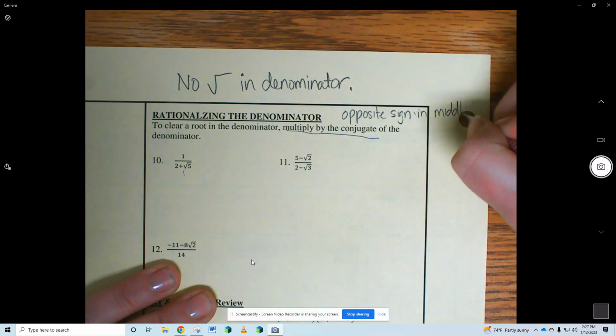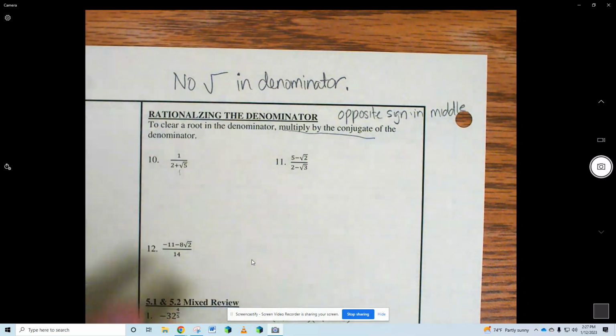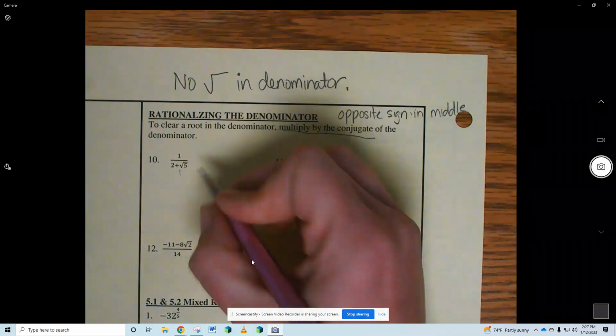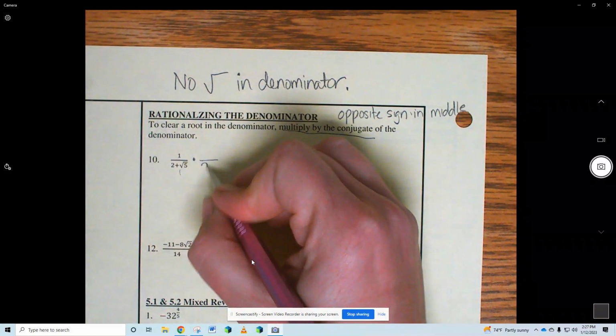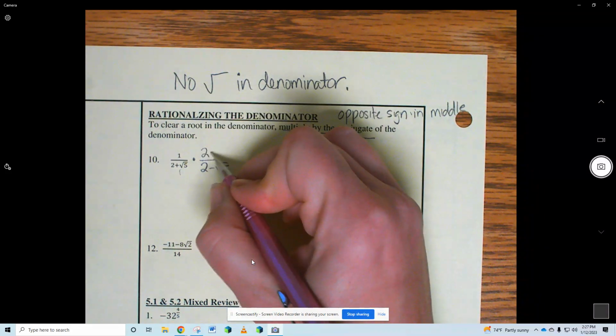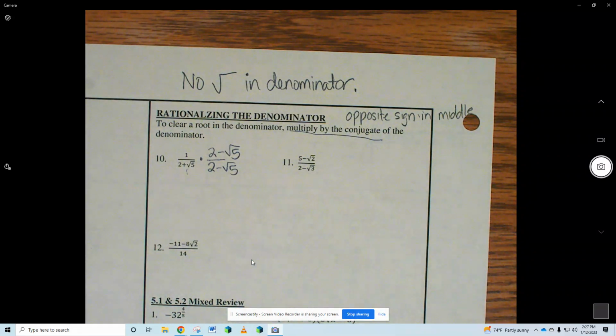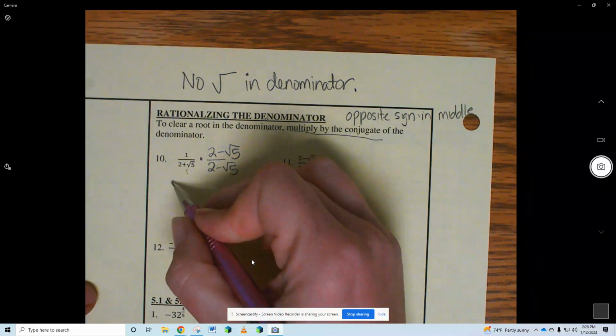Because the numbers are going to stay the same. So like number 10. In order for me to get rid of that square root, the only way for it to actually cancel out is if I multiply by 2 minus rad 5, and whatever I do to the bottom, I do to the top. So I'm going to multiply the numerator and multiply the denominator. And you'll see that the square root cancels out in the bottom. The numerator, 2 minus rad 5.